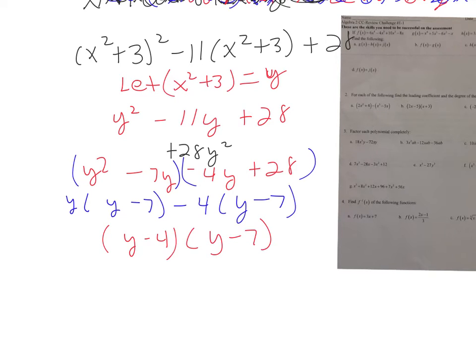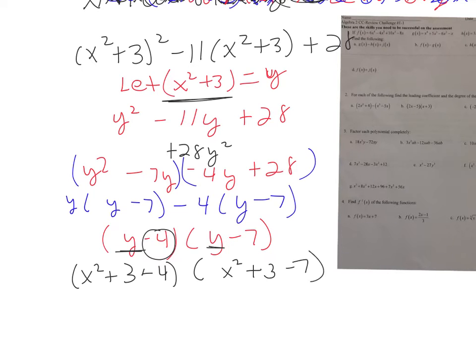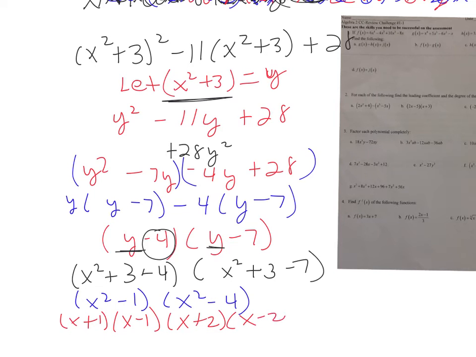Now I need to change my y back to what it's equal to. Y is actually, remember, x squared plus 3. So in the first one, it's going to be x squared plus 3, and then I have the minus 4. And then I have x squared plus 3 minus 7. Okay, so in the first parentheses, I get x squared, 3 minus 4 is negative 1. In the other parentheses, it's going to be x squared, 3 minus 7 is negative 4. And both of these are the difference of two perfect squares. So I have x plus 1, x minus 1, x plus 2, x minus 2.